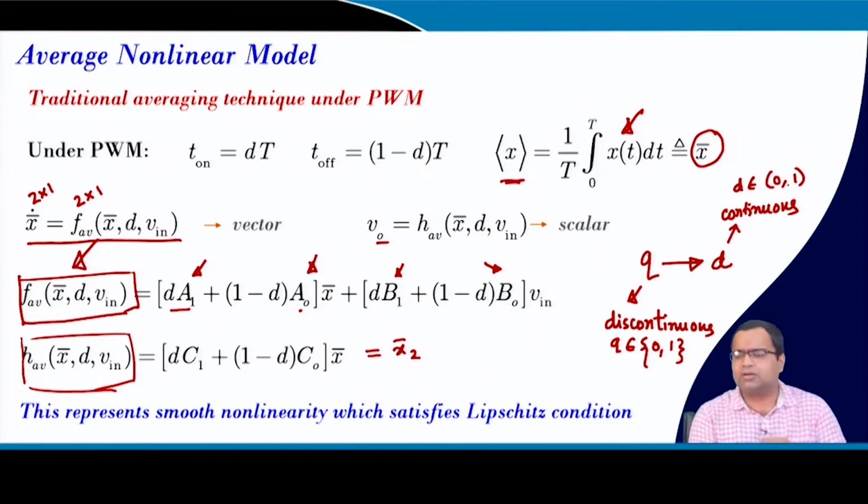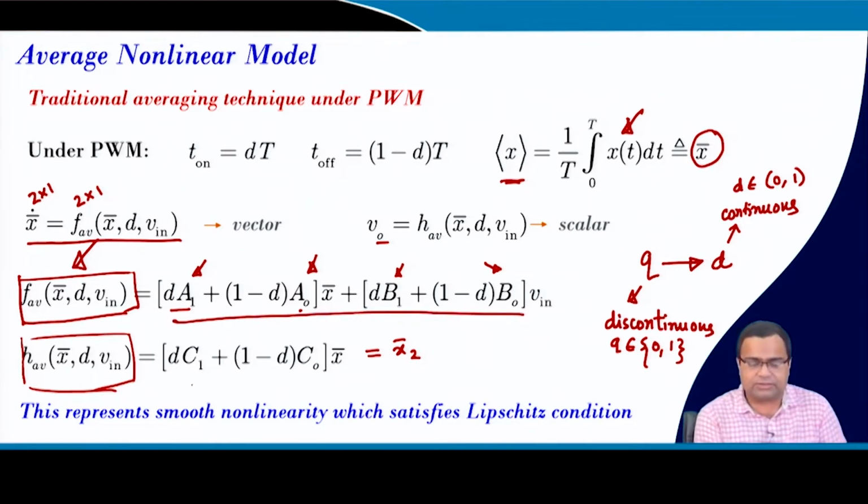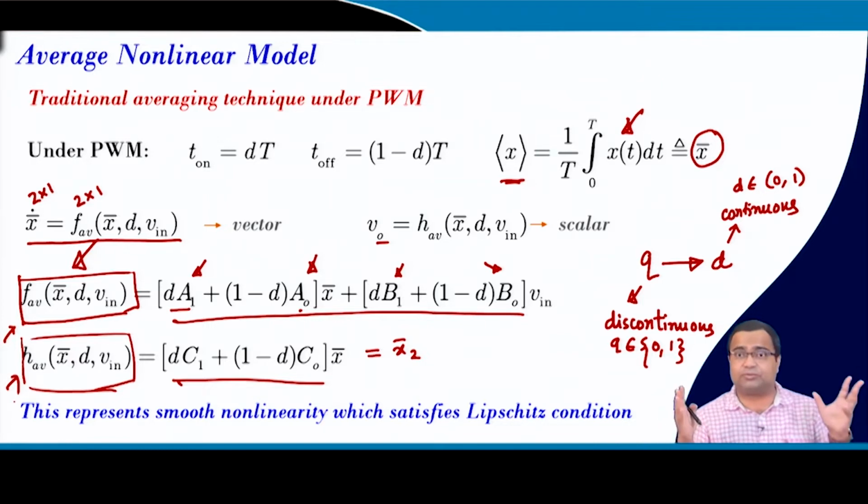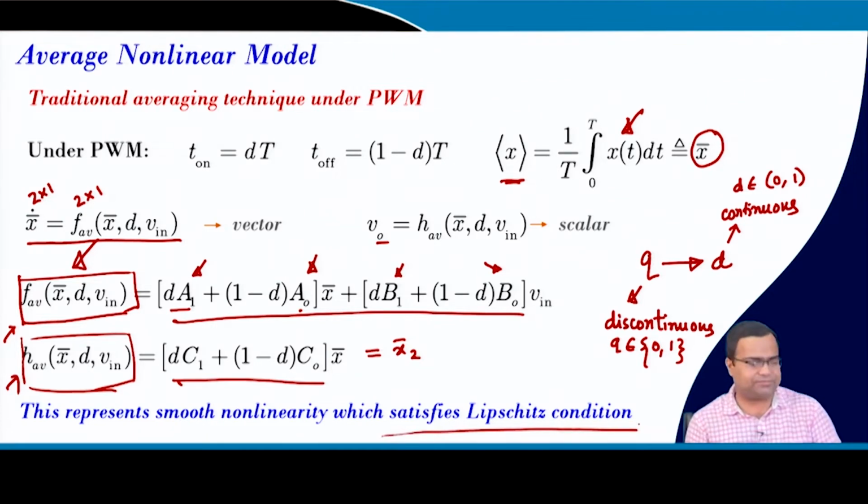But in this lecture, we want to limit the duty ratio between 0 and 1. Since d is a continuous function, both the vector and scalar functions are continuous, and we can take the partial derivative of this as well as this as many times as we want, and they will be continuous. That means the various higher order derivatives will exist. So, it satisfies the Lipschitz continuity.